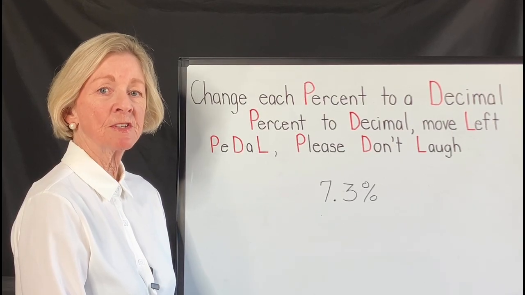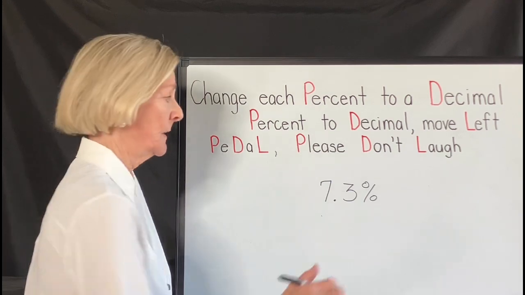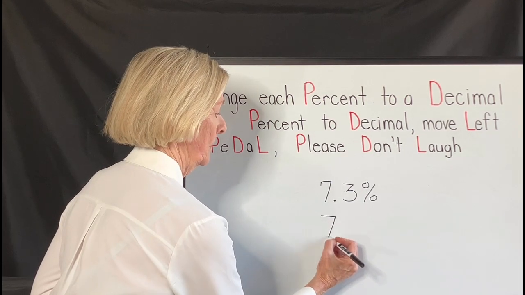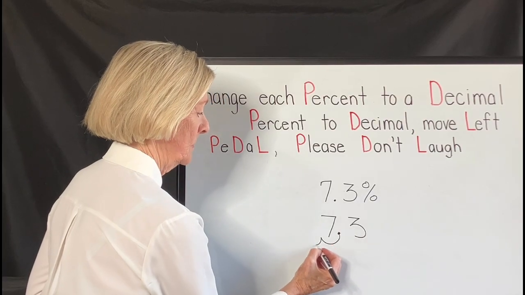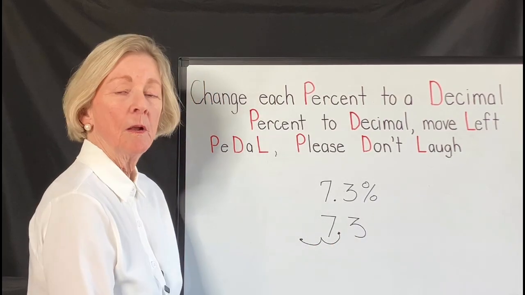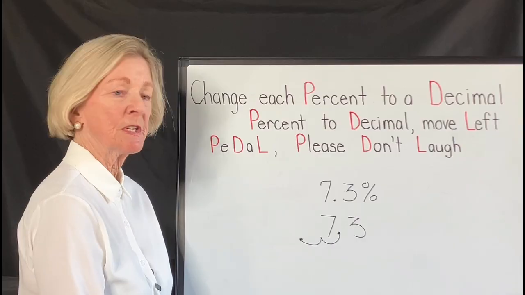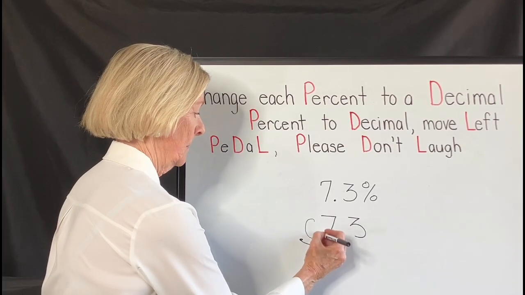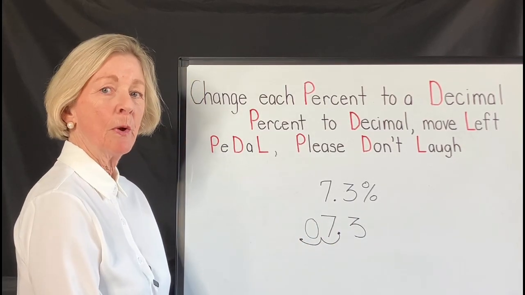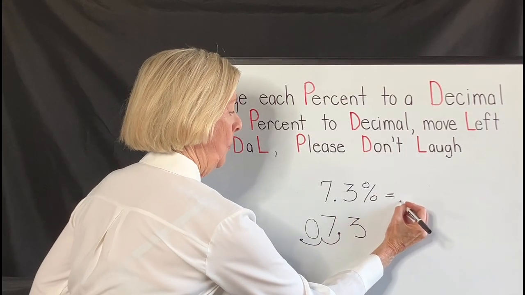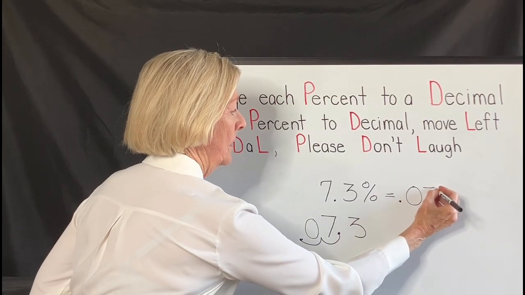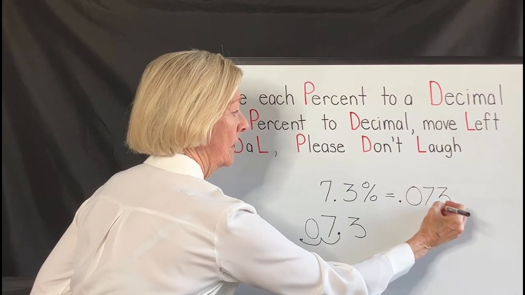Now let's try another one. 7.3% already has a decimal point, so we can go ahead and move it 2 places to the left. 1, 2. We have to fill in any gaps with zeros. So 7.3% equals 0.073.